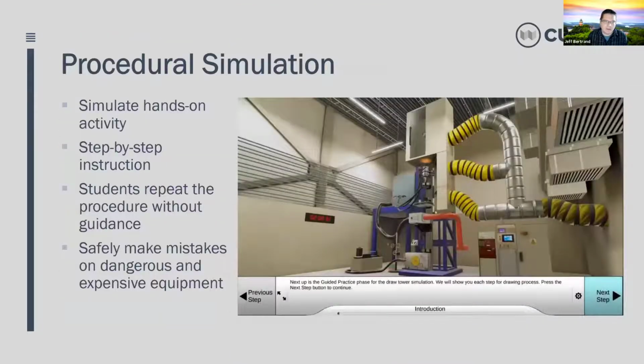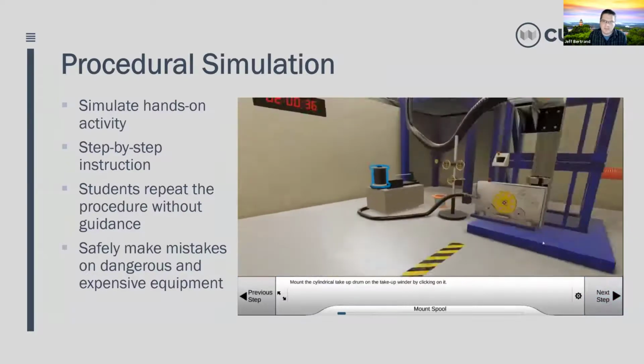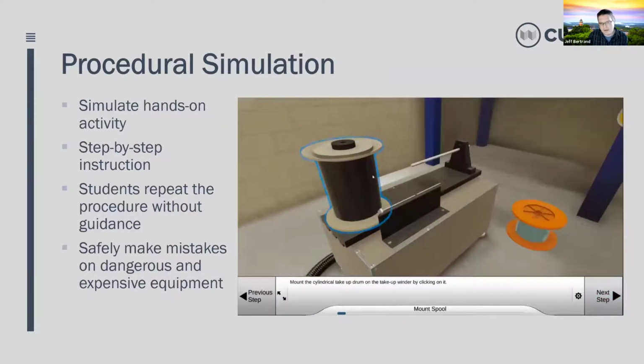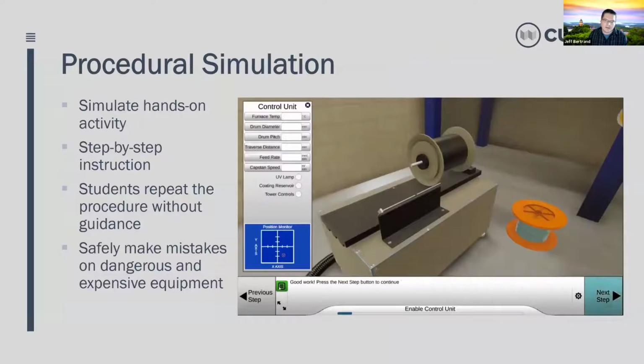All right, so here is an example of a procedural simulation. This has taken the user step by step through the process of fabricating a preform to use in optical fibers, right? They've built this preform in the previous simulation and they put it into the draw tower here. This is taking the user step by step through the process. So this is an example of a guided practice phase where the student can only complete one step at a time. If they try to complete a different step, then it doesn't work.